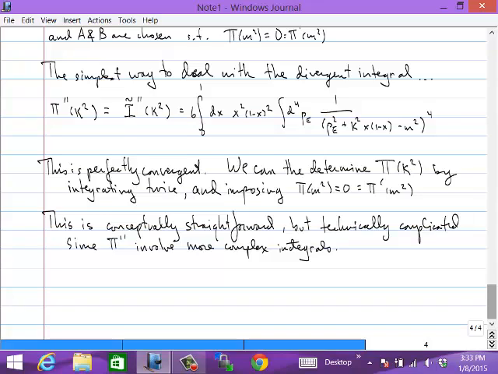Good. Okay. One other method that we could use to regulate our integral would be just to introduce a cutoff in the integral.